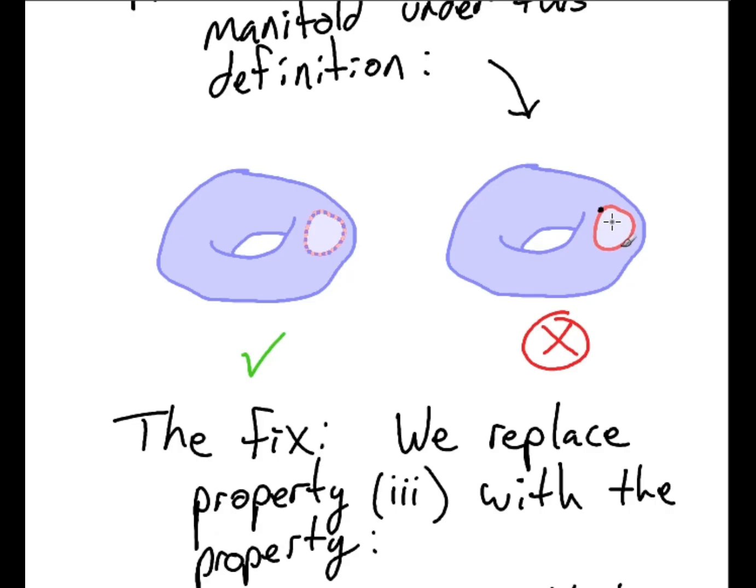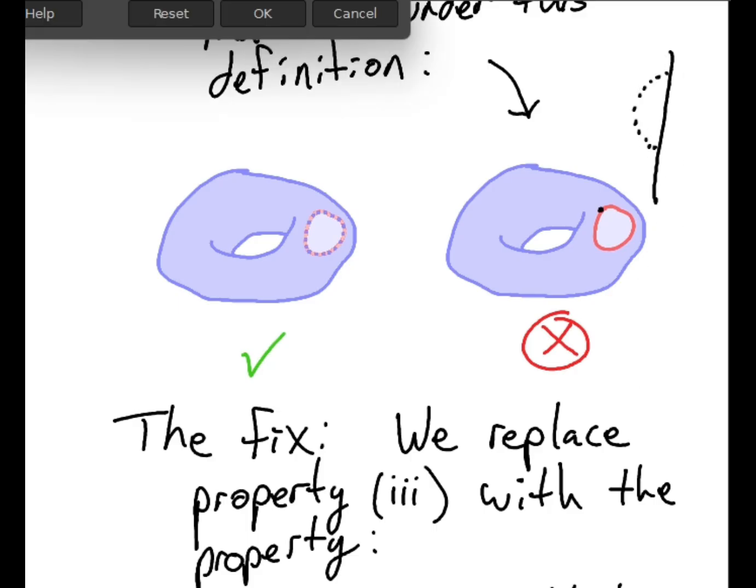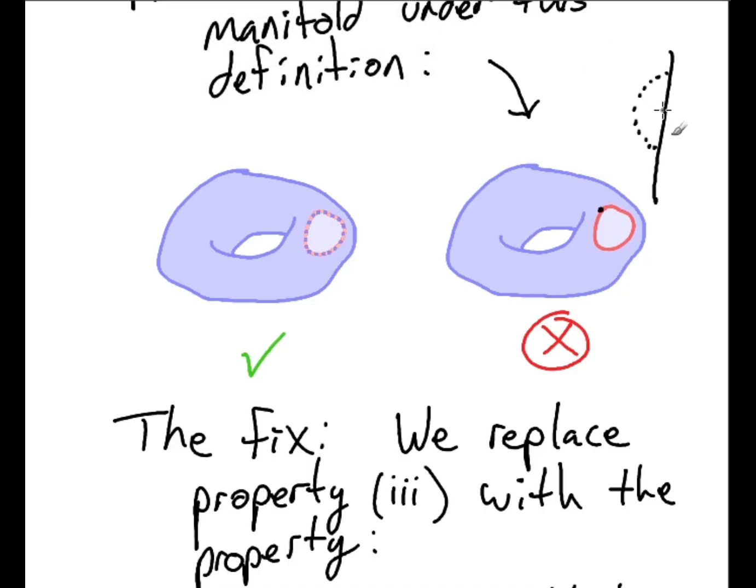So the problem here, if I zoom in, here is an open set around this point. My color coding is all over the place here. Here is my point on the boundary of this boundary on the torus. If I have an open set, I have something that isn't homeomorphic to real space, right?